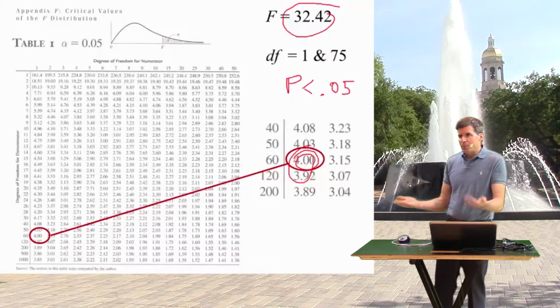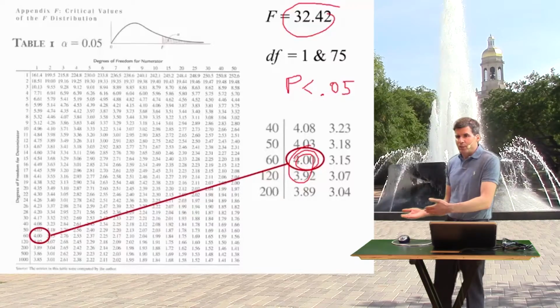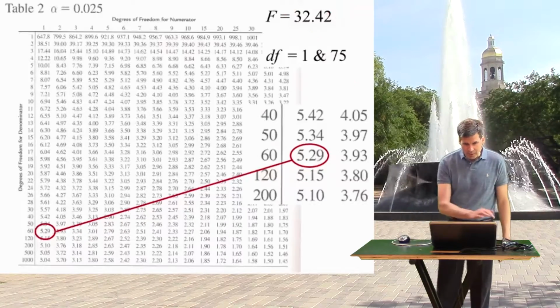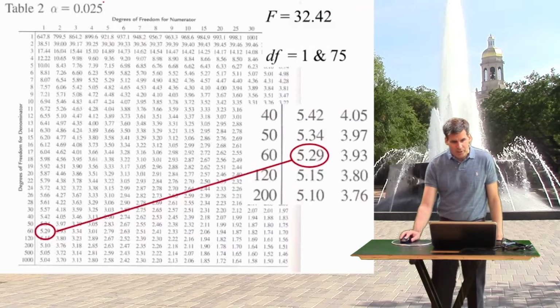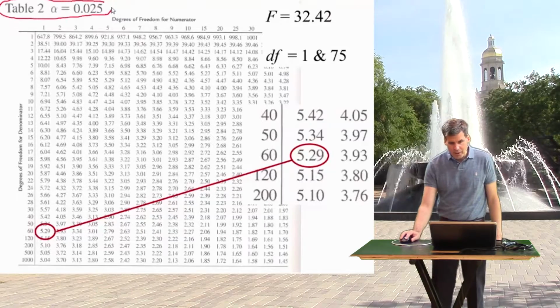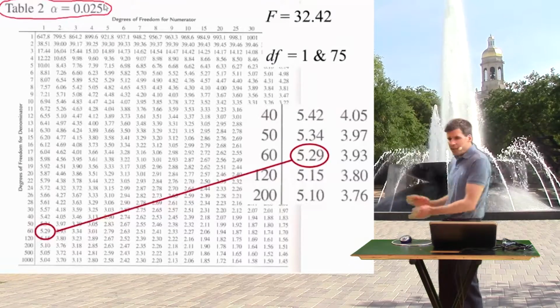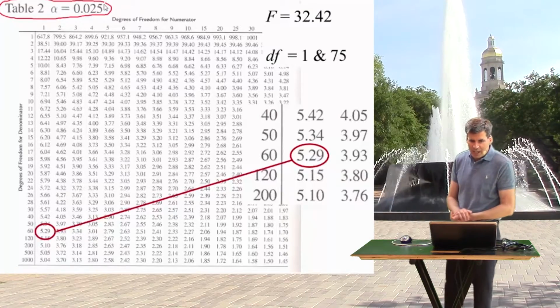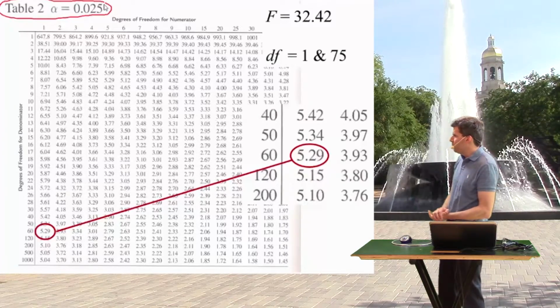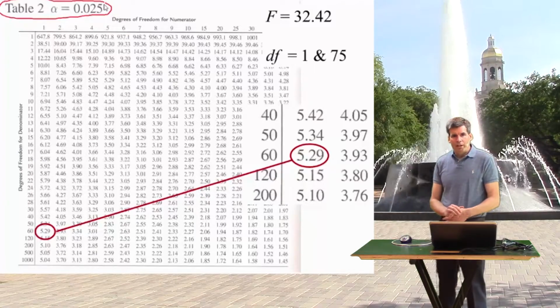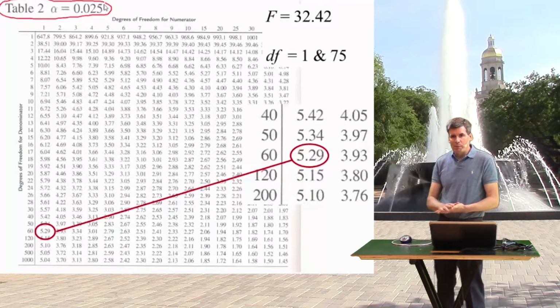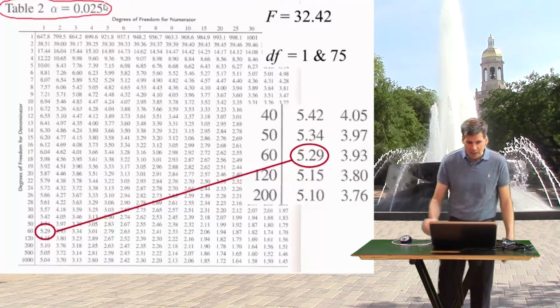Now we want to be a little more precise. Well, can we say something more stringent? Can we say P is less than, for example, 0.025? And so now I flip to this next page, and this entire page is giving us critical values, and at the top it says alpha equals 0.025. That means we're giving critical values to be able to say, is P less than 0.025?